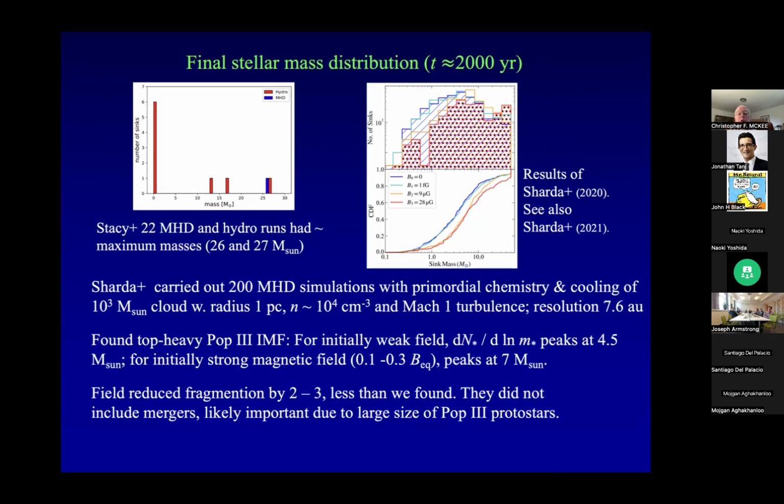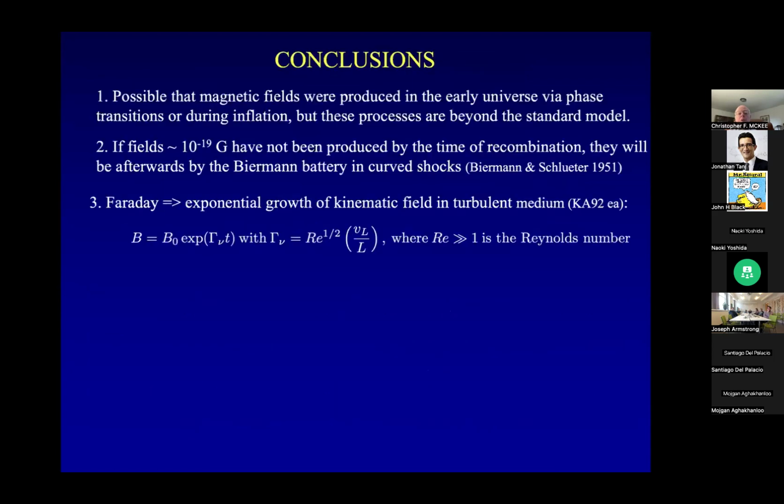But they carried out a much larger number of simulations. They had a slightly lower resolution than we did. And as I said, they found that the magnetic field had a significant effect, but less than the effect that we found. On the other hand, in a recent paper by Prohl et al., they concluded that magnetic fields do not affect the first stars.